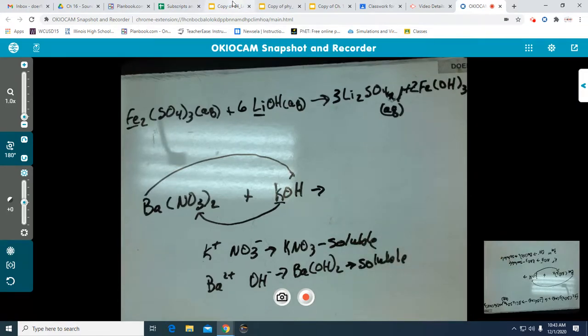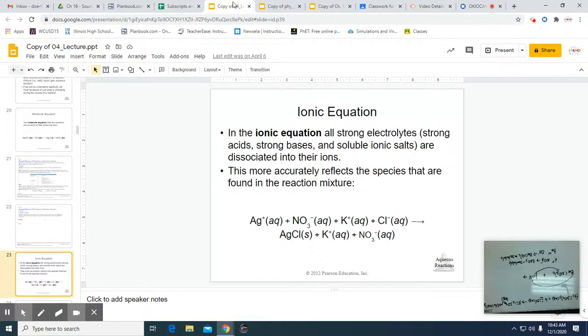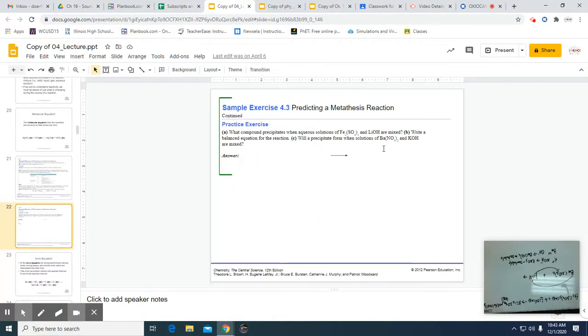So to answer the question, will a precipitate form when these two solutions are mixed? The answer is no, because both products will be soluble in water. That's how you use the solubility guidelines, and that's what you do with a metathesis reaction. It's a do-si-do. You switch partners and use the solubility guidelines to determine if a product will be soluble or insoluble.